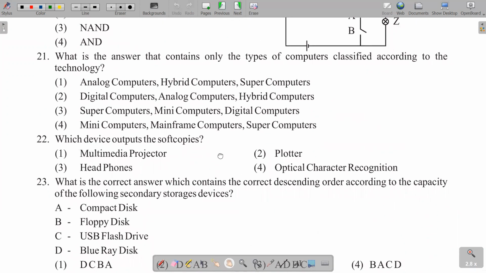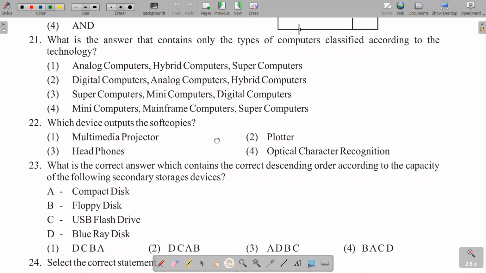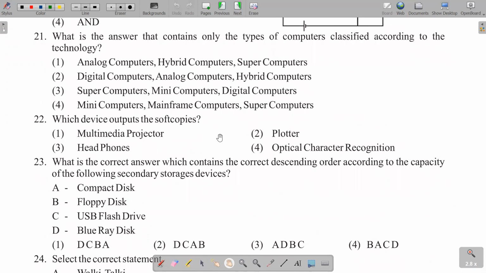What is the answer that contains only the types of computers classified according to the technology? Now, when the computers are classified according to the technology, what do we have? We have analog, digital, and hybrid, right? So it's a direct answer. The second is going to be it. And if we are categorizing by size, they are going to be supercomputers, then mainframes, then minicomputers, then microcomputers. So the second one is going to be the answer, right?